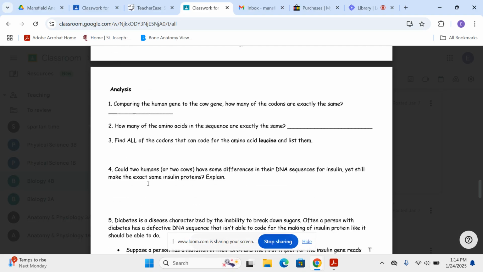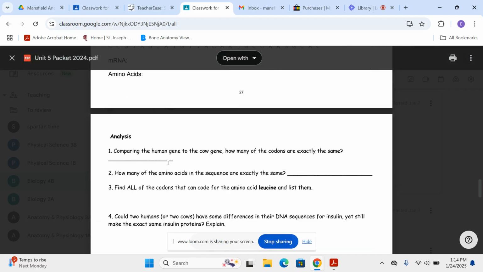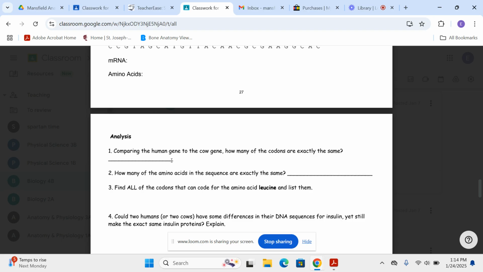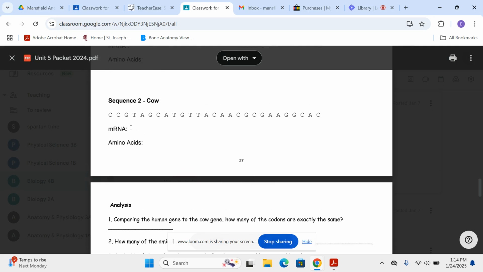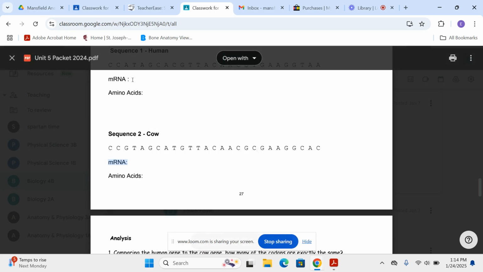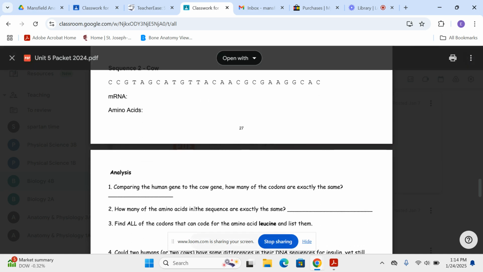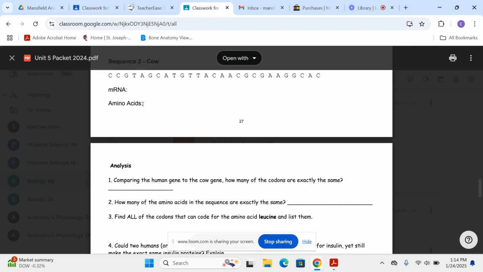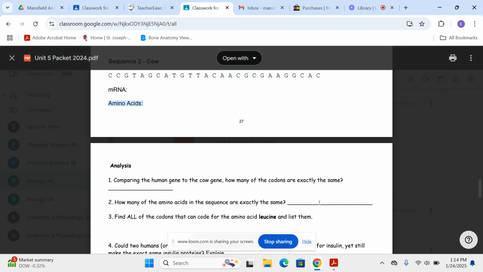The top of 28 is then asking about the amino acids you made. So it says comparing the human gene to the cow gene, how many of the codons are exactly the same? So for number 1, you're going to look at the mRNA strands and figure out how many codons are similar. You will then look at, for number 2, the amino acids and say, okay, how many amino acids do I have that are the same? Okay, so you should see that this number here is slightly smaller than this number here.